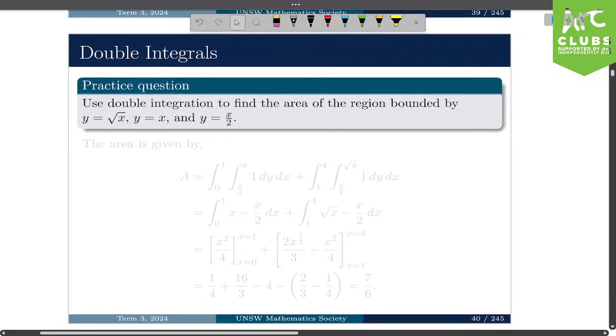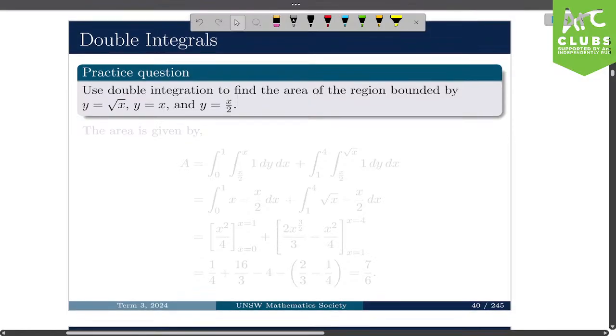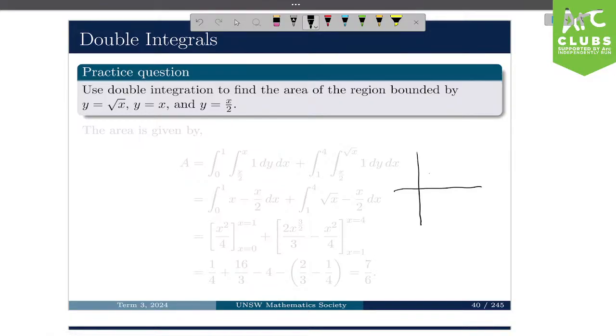And now use double integration to find the area of the region bounded by y equals square root x, y equals x, and y equals x on 2. So something to note is that let's say we were to roughly draw out our graph. Let's make y equals root x black, y equals x red, and y equals half x blue, something like that. So you can see we have two distinct regions cutting off at the intersection of y equals x and root x, which is clearly equal to 1.